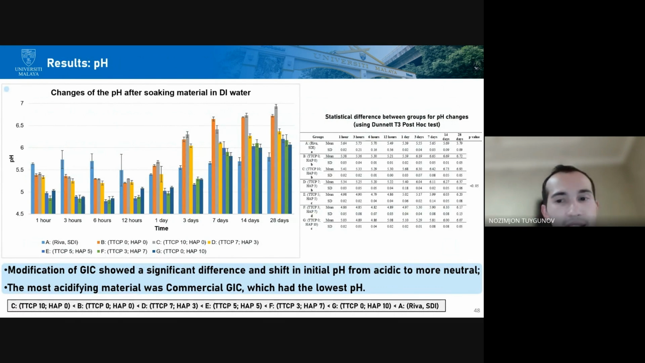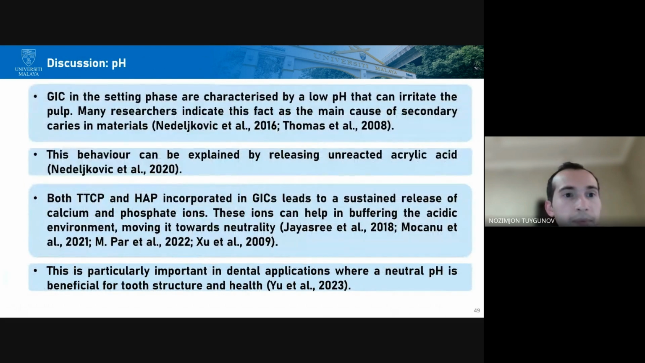Here we can see the pH analysis of our different groups. We can see from here that the modification of GIC showed a significant difference and shift in initial pH from acidic to more neutral. The most acidifying material was the commercially available product, which had the lowest pH. So what does pH give us? It can make our material less likely, or easier, to cause secondary caries.